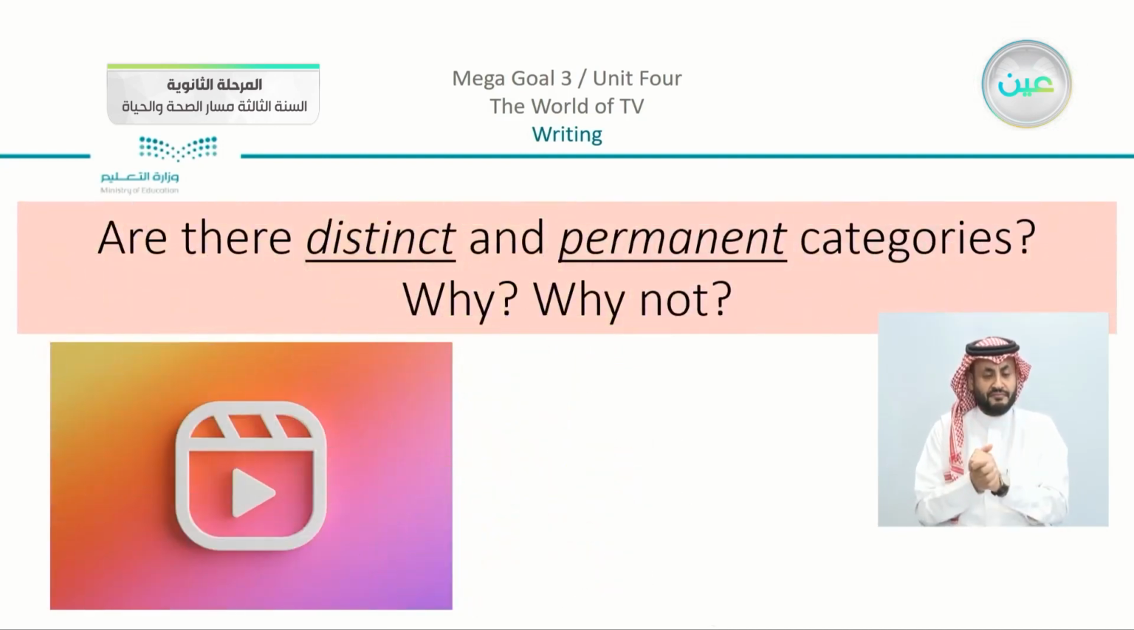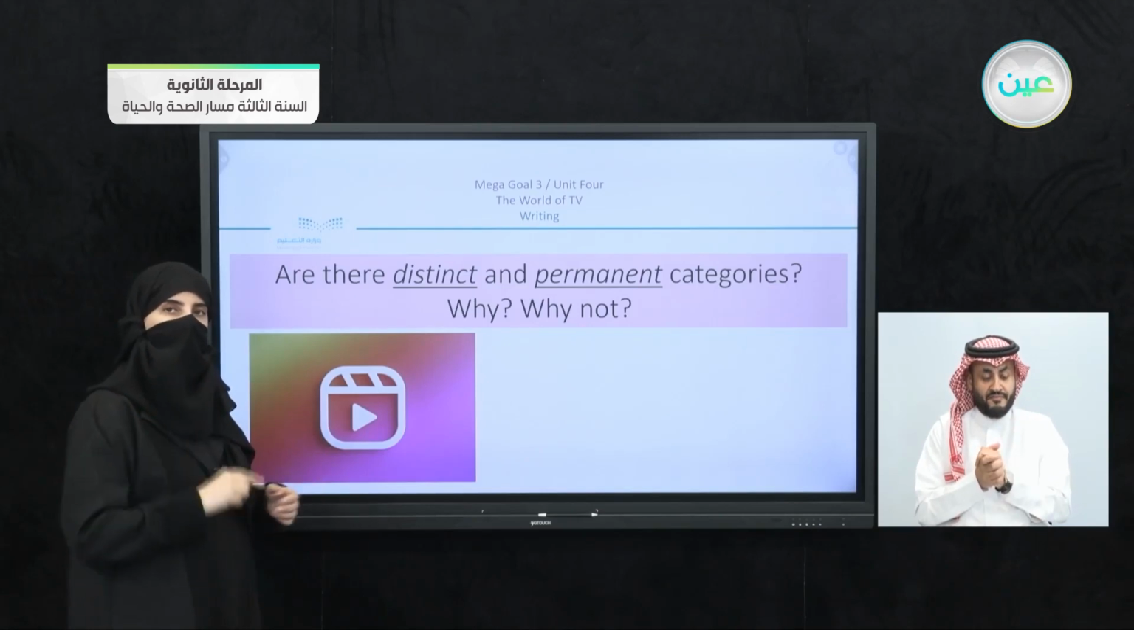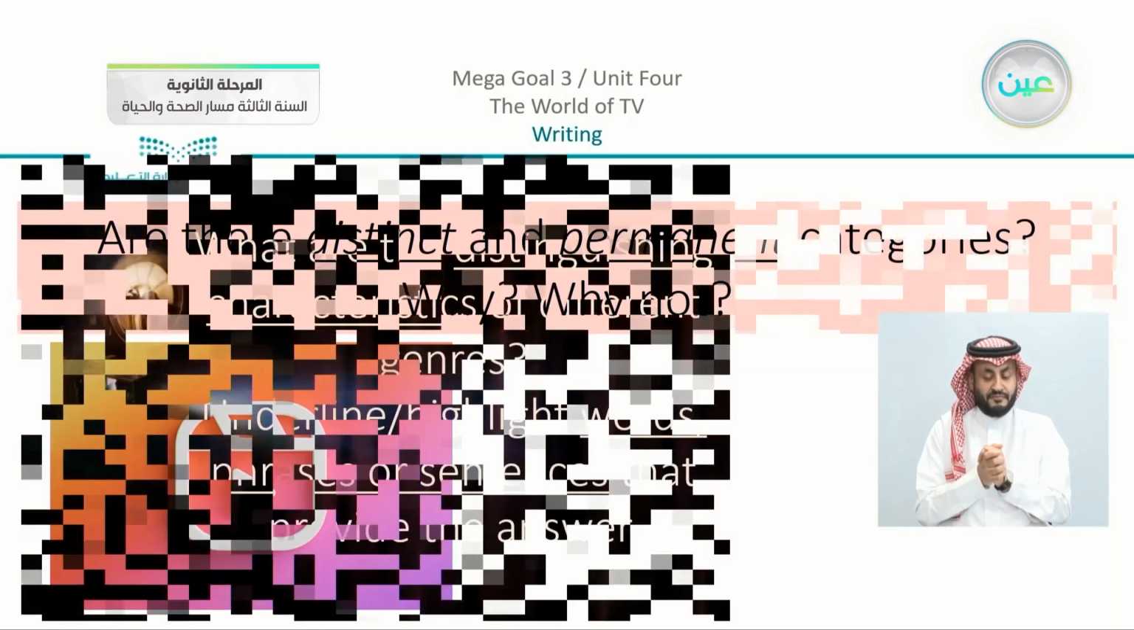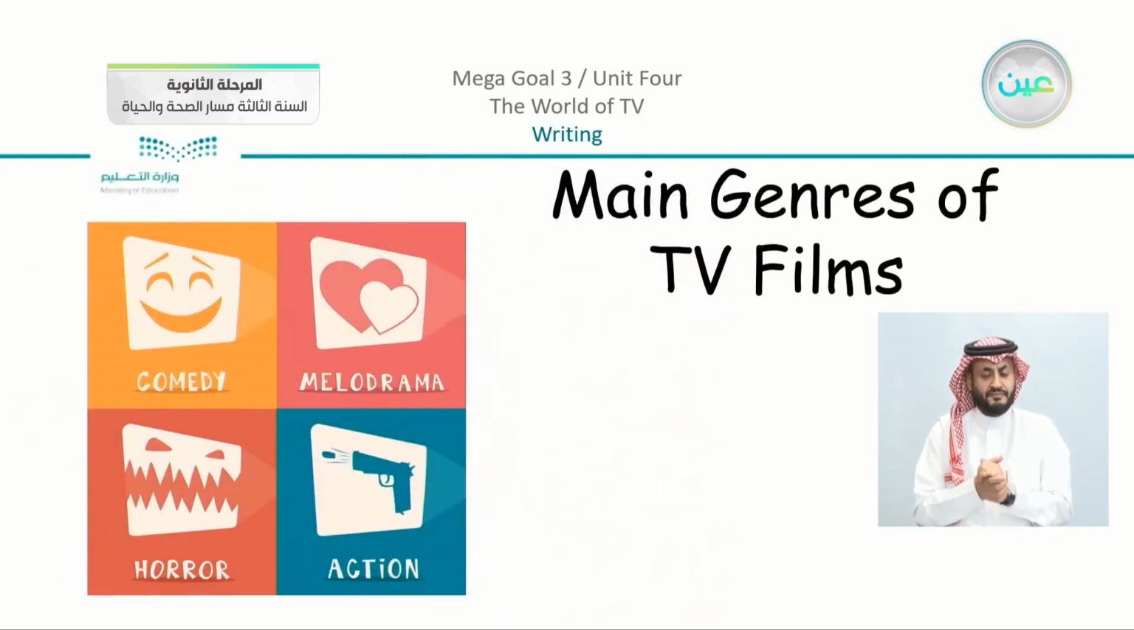And another question, are there distinct and permanent categories? Why or why not? Actually, these questions are mentioned in the book. We're going to follow up one by one, leading to the last part, what are the distinguishing characteristics of different genres? And we have here underlined highlight words, phrases, or sentences that provide the answer. So we have lots of interesting details that we are going to listen and read about before we start writing.